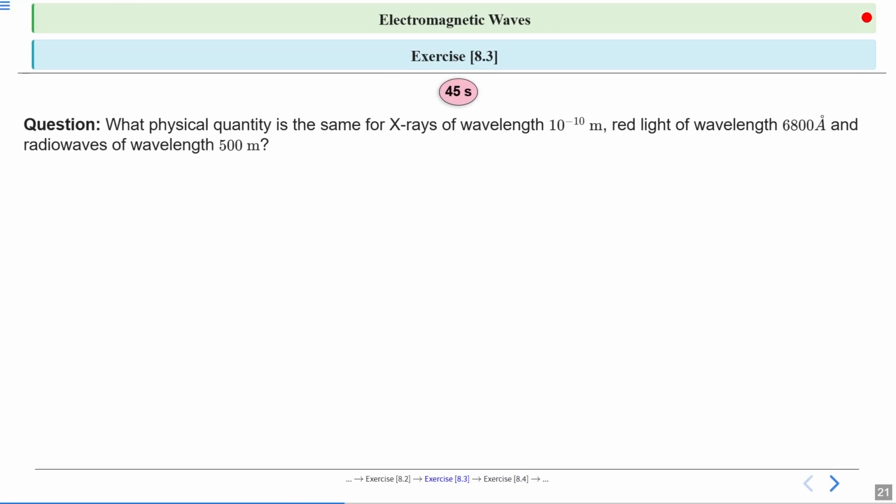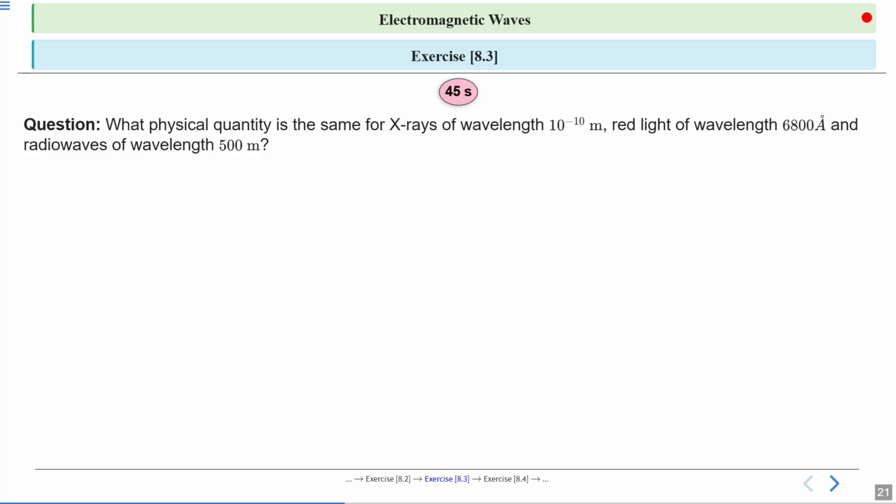So next question. What physical quantity is same for X-rays of wavelength 10 raised to power minus 10 meter, red light of wavelength 6800 angstrom. What is angstrom? 10 raised to power minus 10 meter. And radio waves of wavelength 500 meter.